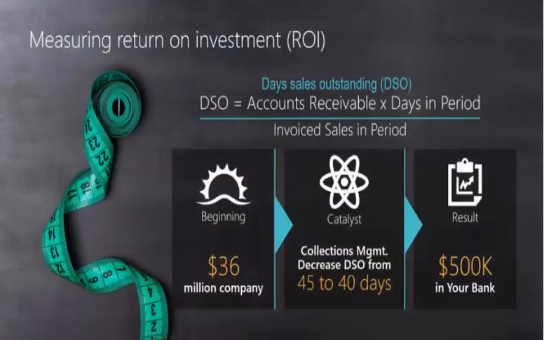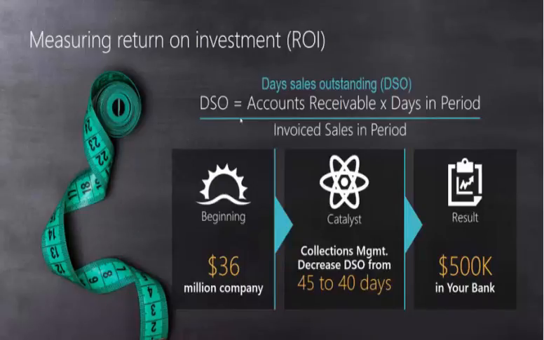The last two slides here highlight the return on investment of collections and how you can track your DSO. A good statistic to calculate your return on investment is DSO. Your DSO is indicating how much you're selling and how fast you're getting paid. So that can really indicate how effective your collection process is working.